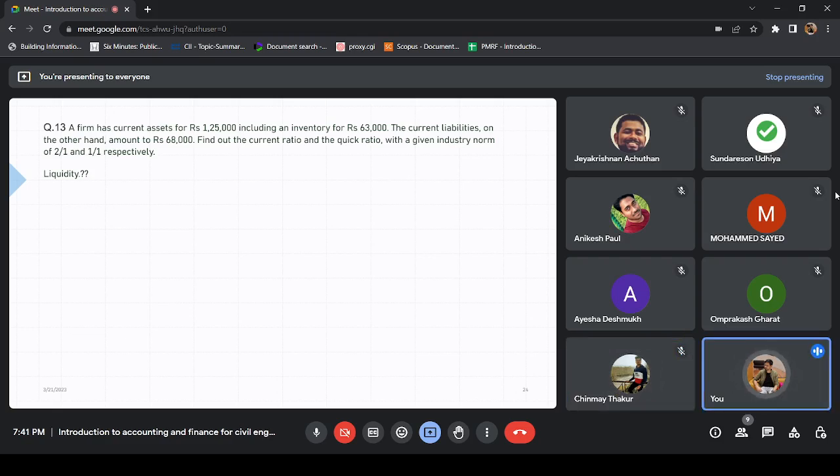So coming to the ratios part, what are ratios? Why ratios? I mean, why do you need ratios? To compare every item. Okay, to compare. What are we comparing? Yeah, ratios are there, so we are comparing something, but what are we comparing?